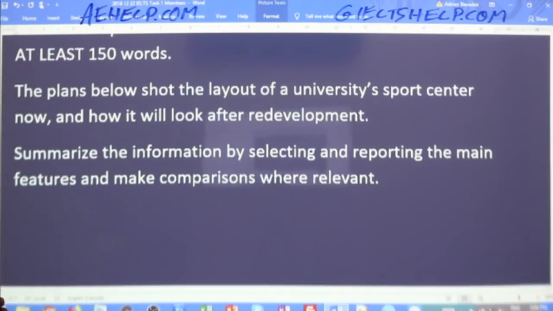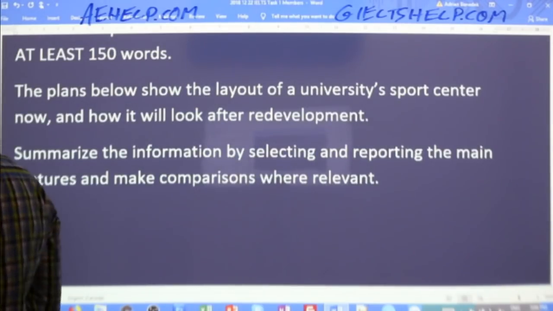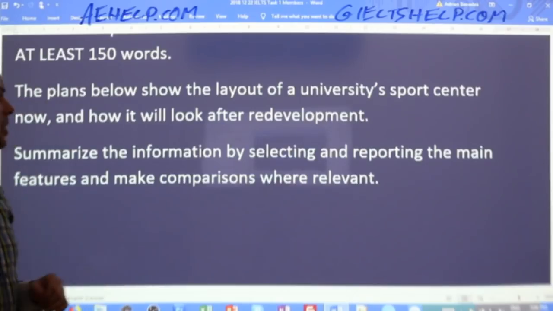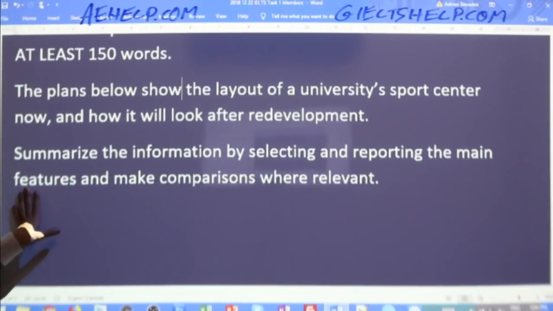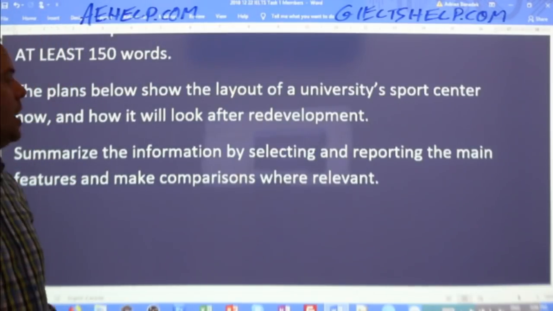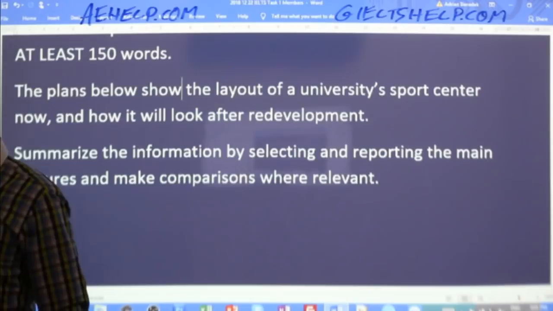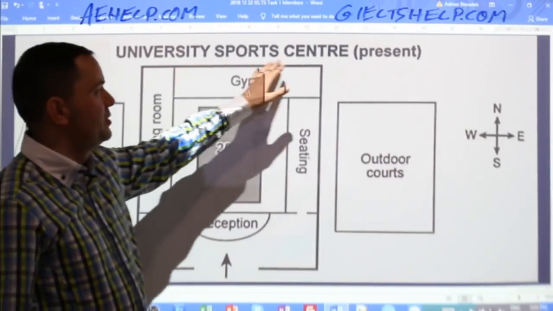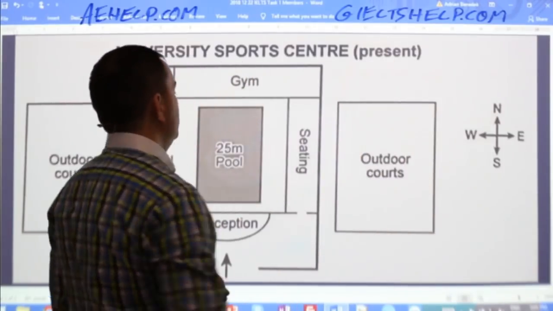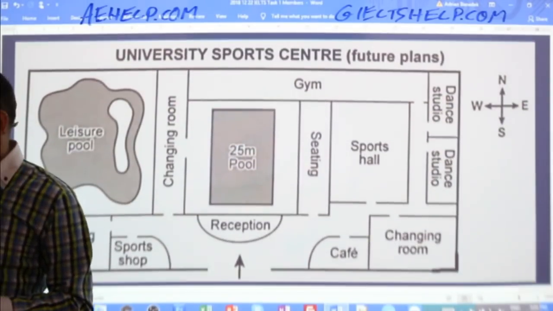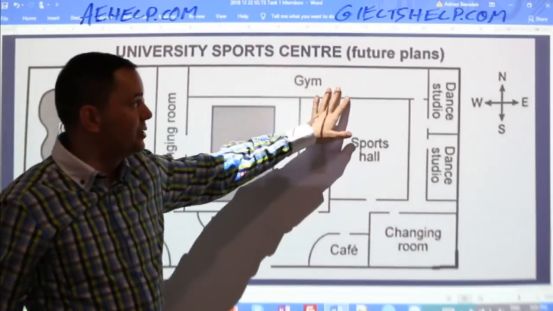So here's the question. The plans below show the layout of a university's sports center now and how it will look after redevelopment. Summarize the information by selecting and reporting main features and make comparisons where relevant. Okay, so classic type diagram question for the academic IELTS. Let's take a look at these diagrams. There's one. So, of course, pay attention to the title, University Sports Center present. That's now. Let's see what else is going on here. Oh, there's the second diagram. University Sports Center future plans.